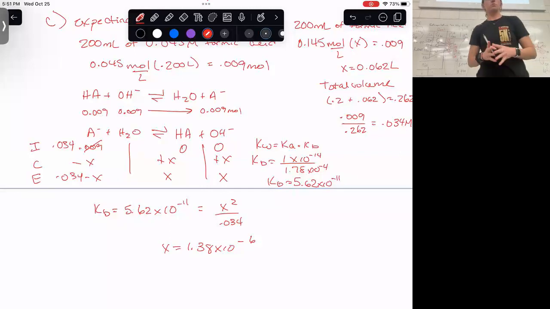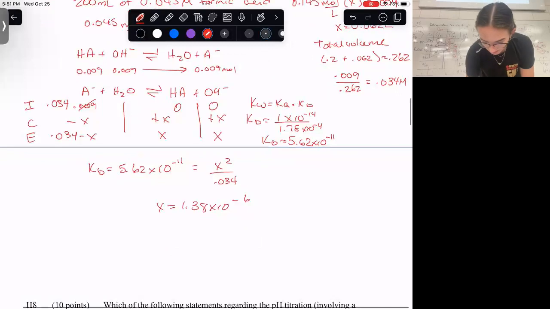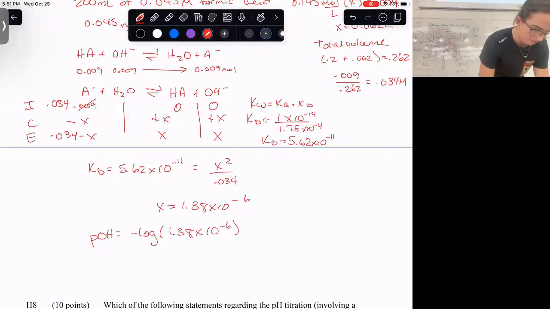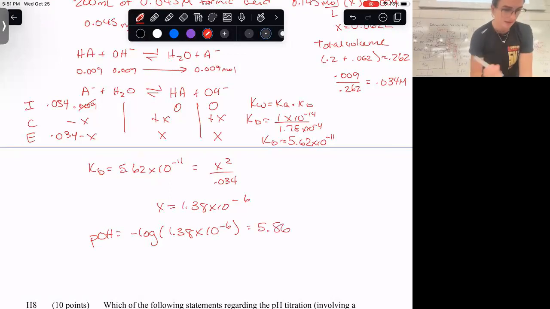Good question though. Okay, so now that we have X, what does this correlate to in our problem? This is OH minus, so we can find that pOH is equal to the negative log of this, and we get 5.86. And how do we find pH?